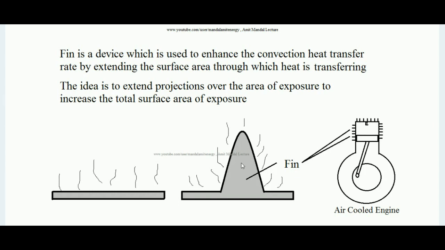So this is the concept of a fin. This extended, projected area from the surface where the heat transfer is happening is what is called a fin.